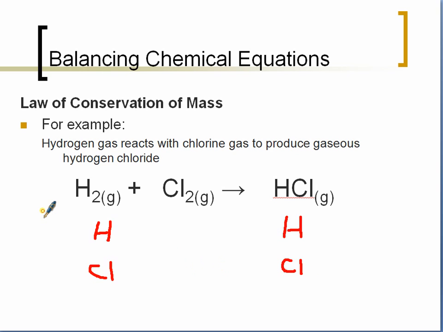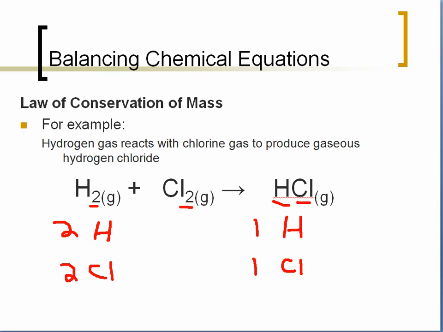And I have hydrogen and chlorine in the product side. I am now going to make a list of how many atoms I have on each side. So on the left side I have 2 hydrogens, and then from chlorine I also have 2. So I have 2 atoms of chlorine, 2 atoms of hydrogen. On the right side I only have 1 hydrogen and I only have 1 chlorine. So in this example, the number of atoms of each element is not conserved. I have 2 atoms of hydrogen on the left side and 1 atom of hydrogen on the right. So this is not a balanced equation.